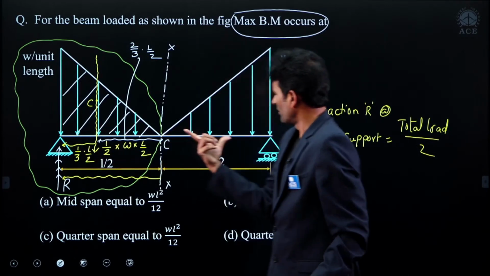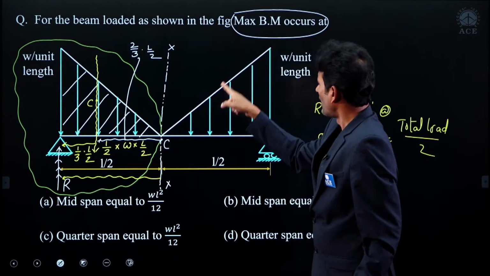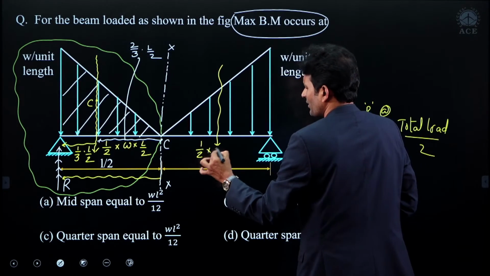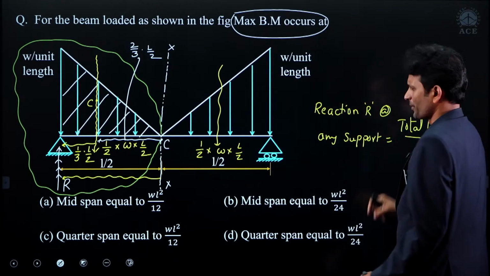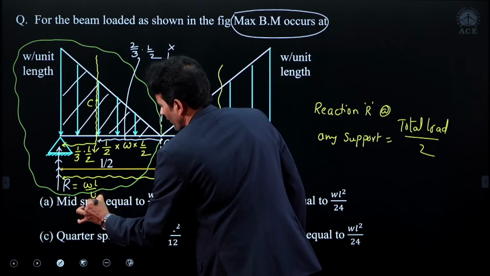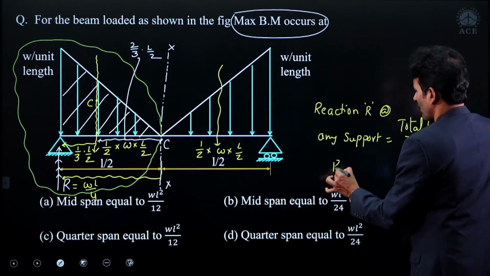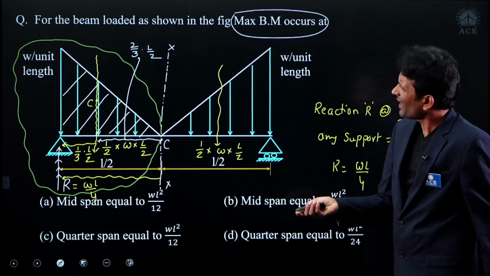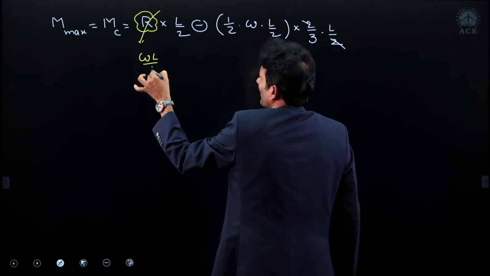Here there is a triangular load, here there is a triangle load. Half into omega into L by 2, half into omega into L by 2. Converting this, half into omega into L by 2. Simplify this, substitute in this. Then you are getting omega L divided by 4, my dear friend. If I substitute and get the R value, it is omega L divided by 4. So that R value you can substitute here. It is omega L divided by 4.